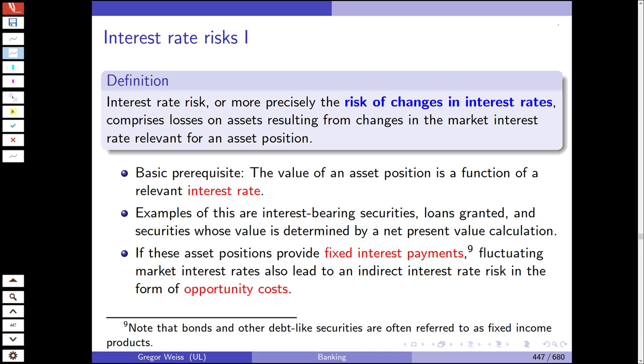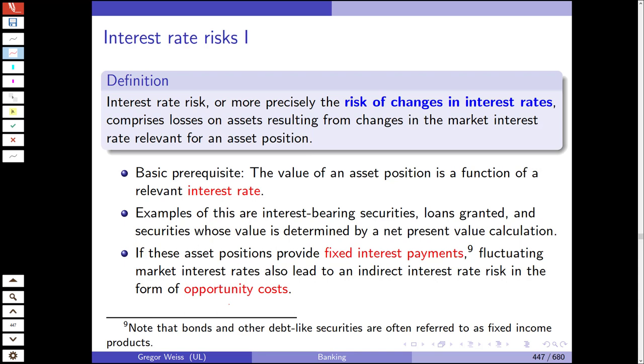And if now these asset positions provide fixed interest payments, you still have, for example, bonds and other debt-like securities. If they pay fixed income, they are called fixed income products. And even these products, even though the payments are fixed, they are still subject to interest rate risk. Why? Because their price and the value of these products is based on a net present value calculation, and fluctuating market interest rates will lead to an indirect interest rate risk in the form of opportunity costs.